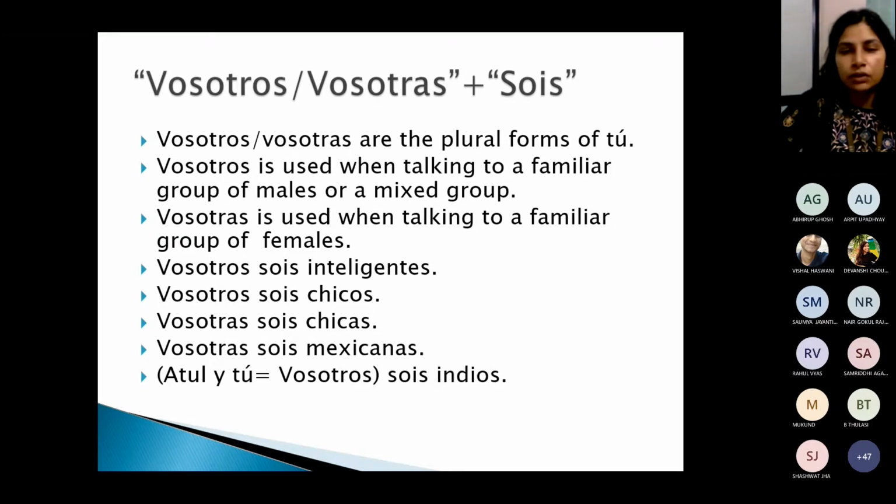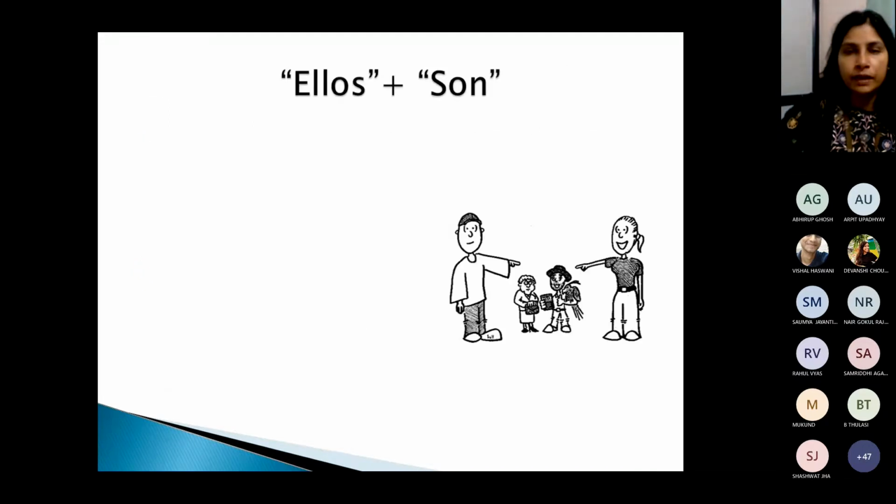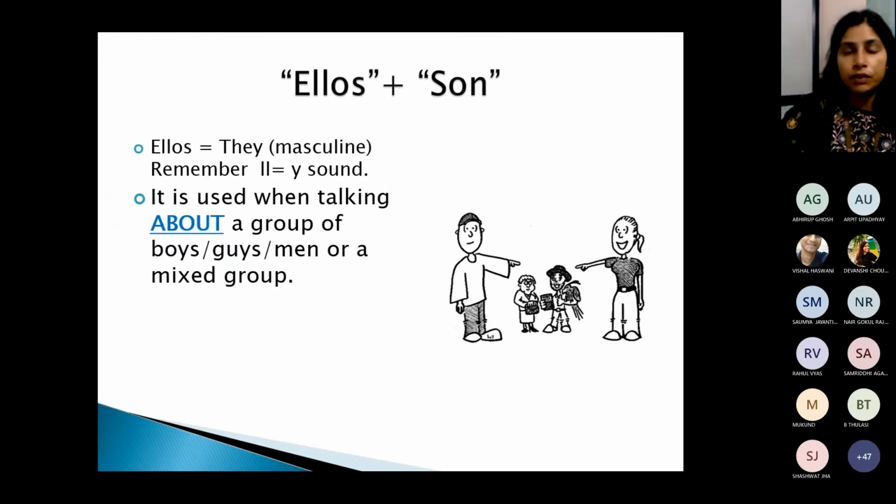So, Atul, I'll tell you again the same thing. When it is tú, we use eres, tú eres. And the plural of tú is vosotros. We are using sois. And you remember the vosotros, you can break it like Atul y tú sois. I can use it like that also. Ellos son. We use ellos son. So again, nosotros somos, vosotros sois, ellos son.